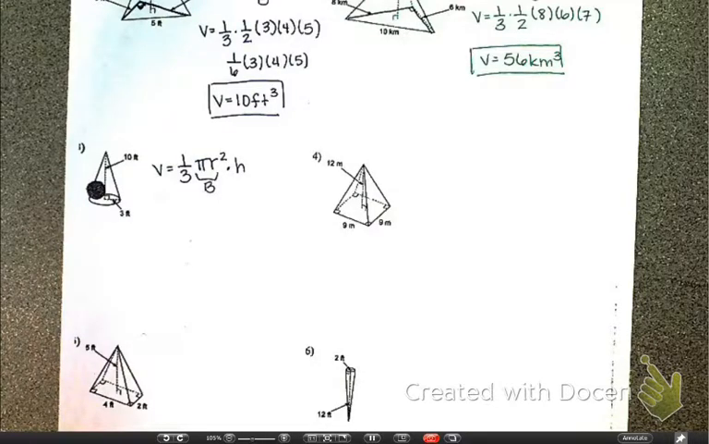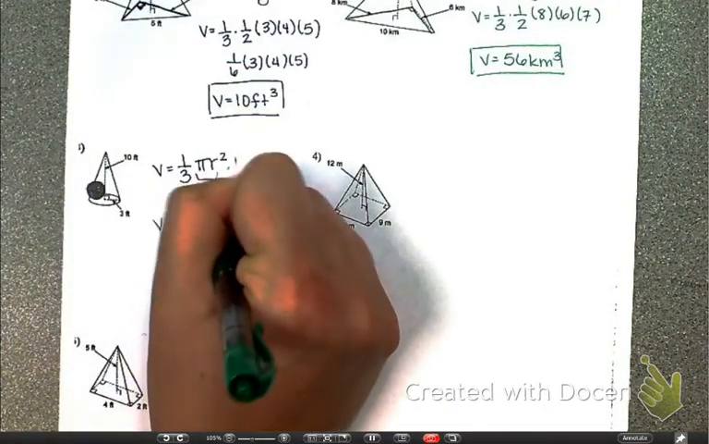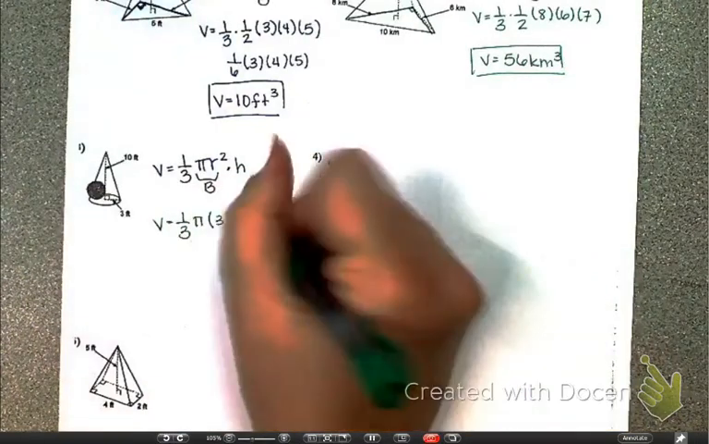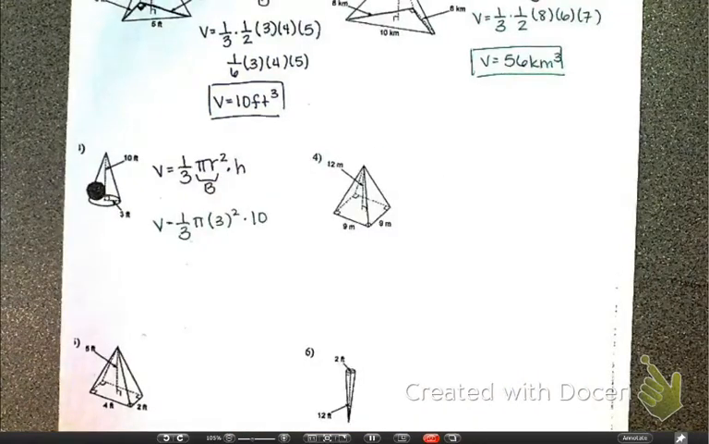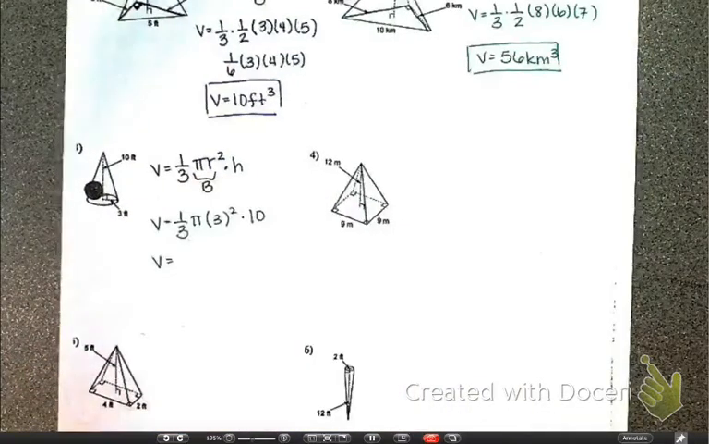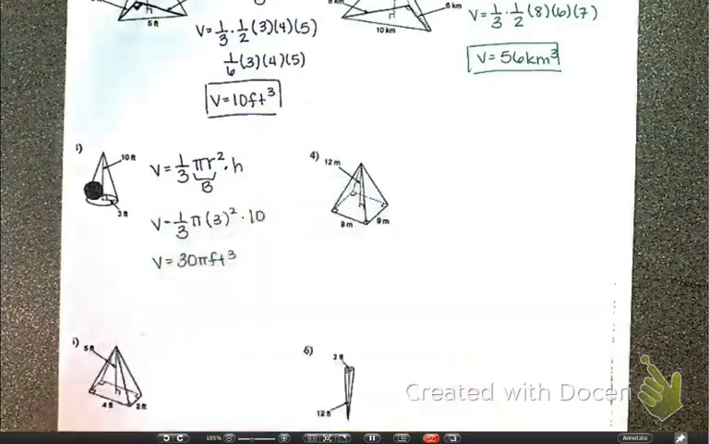Are you okay with that? Okay. What's my radius? 3. And the height of the entire cone? 10. Okay, we're going to have two answers, an exact and a rounded. So 3 squared times 10 divided by 3. 30? Anyone want to confirm 30? Okay. So 30 pi feet cubed for my exact answer.